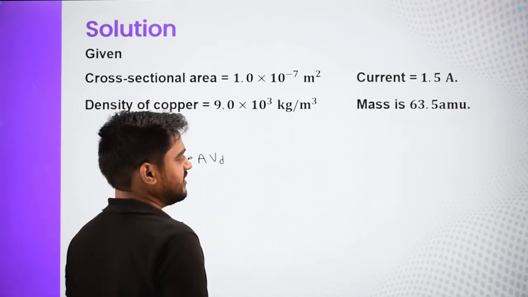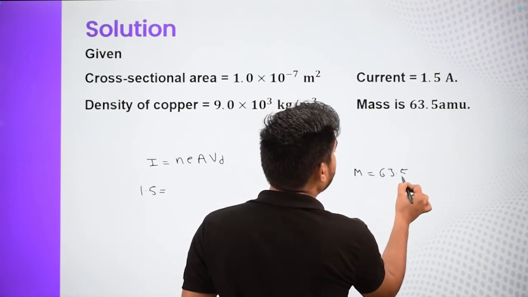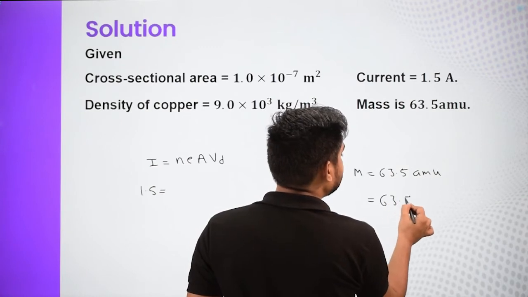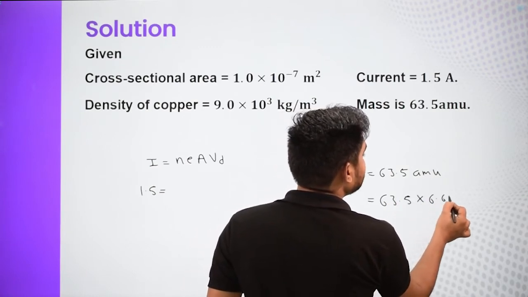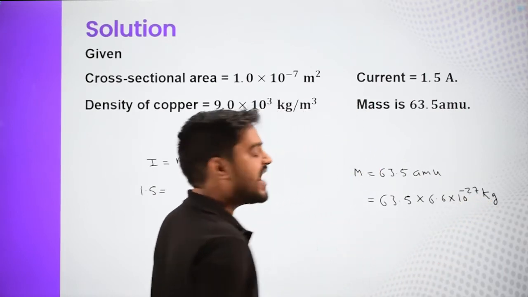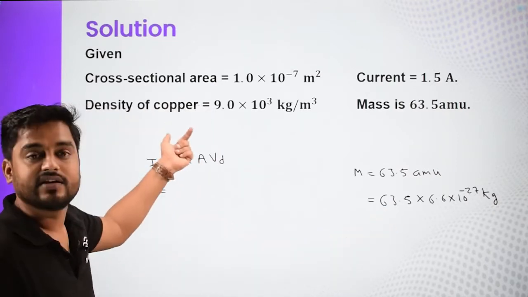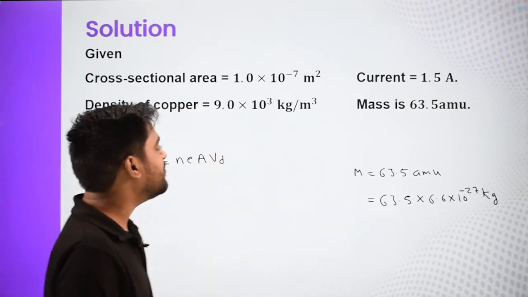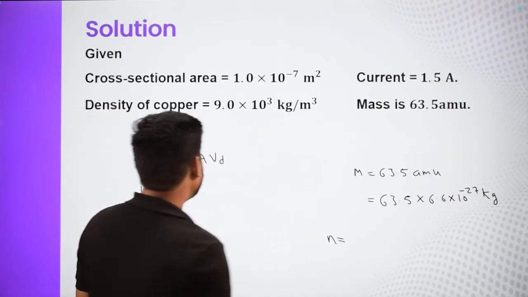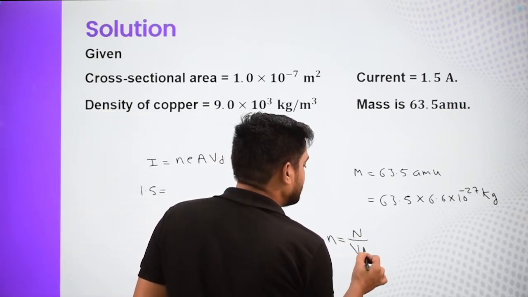So how can we get it? We know that the mass is 63.5 AMU, and 1 AMU is basically 6.6 into 10 raised to power minus 27 kg. So we have the mass of each copper atom, and we have the density. So I am saying that the number density of electrons is basically the number of atoms per unit volume.